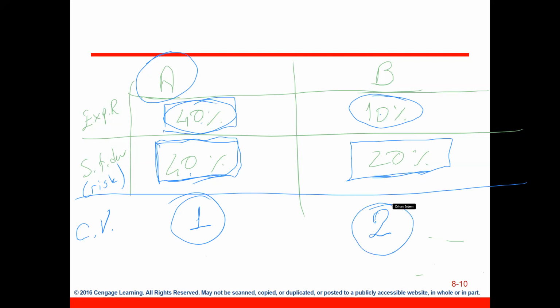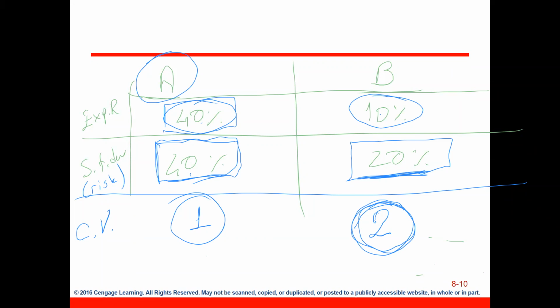So when you standardize the risk by the expected return, the coefficient of variation is higher. For every single return, you more or less have to bear 2 times more risk in B than in A. So B, even though it looks less risky, is not. The risk per return in B is far higher than the risk per return in A.